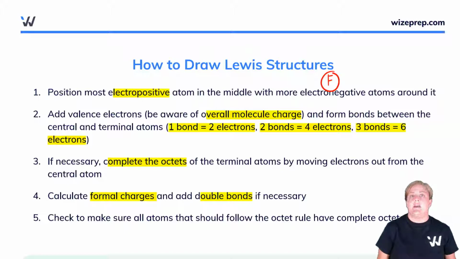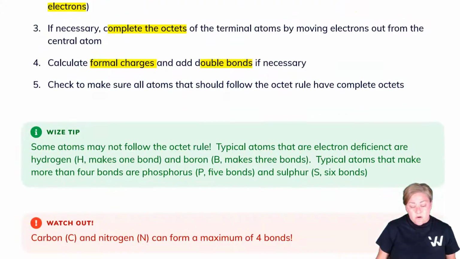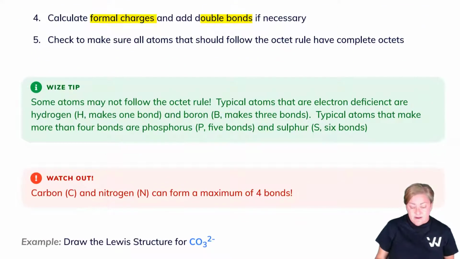In the previous example, you saw me calculate the total number of electrons, and that was the last check I did. So make sure that you're doing that, because that's a really good way to ensure that you have a correct answer. Now, keep in mind that some atoms do not follow the octet rule.